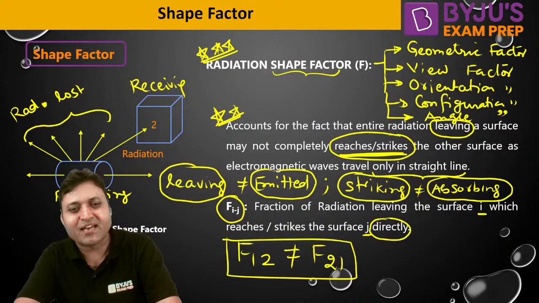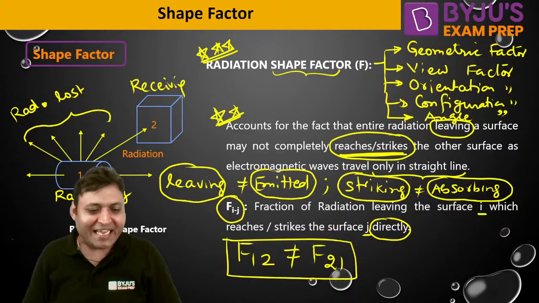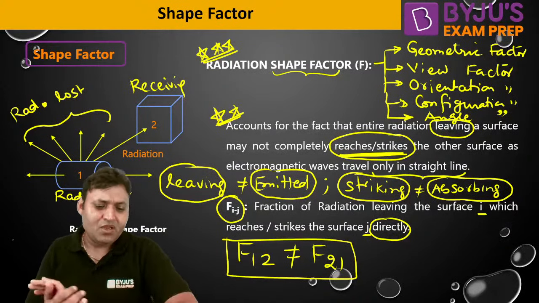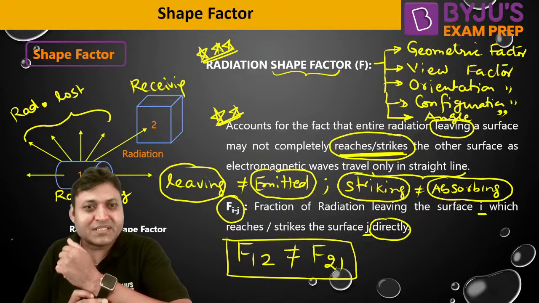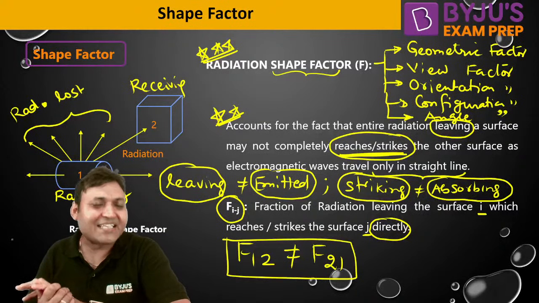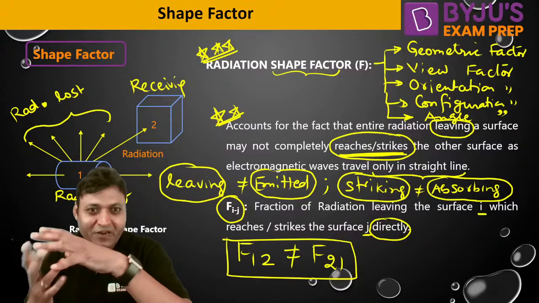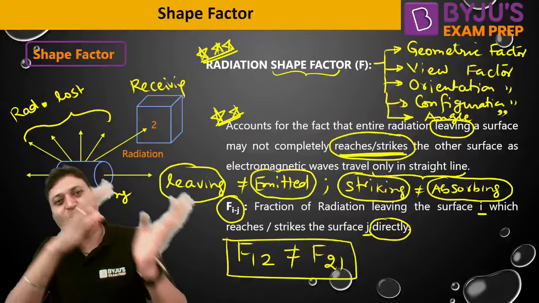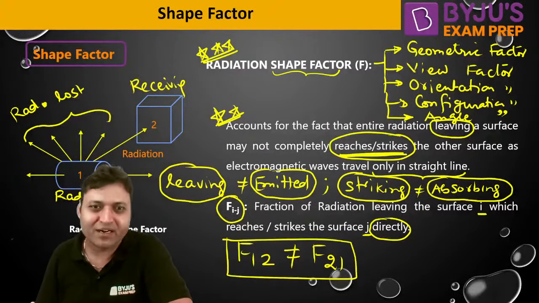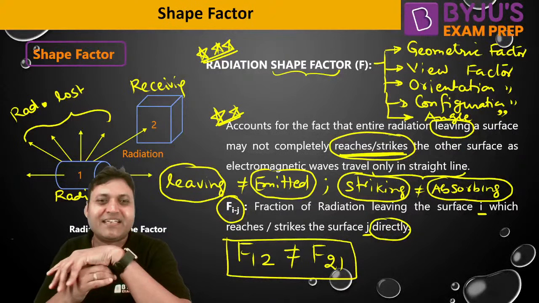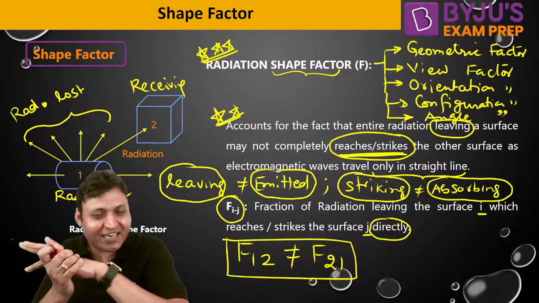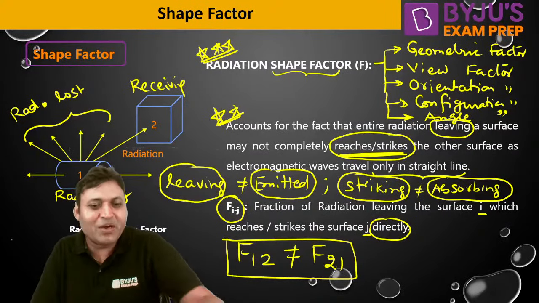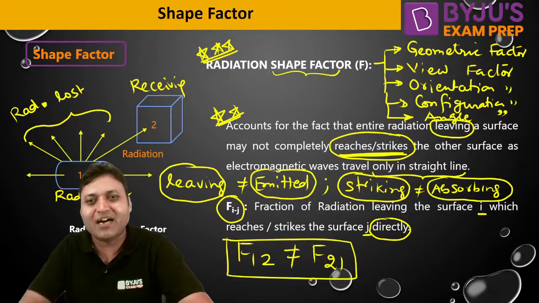It is something like the government providing free electricity or some freebies, and how much amount actually reaches the receiver. The fraction of that is nothing but the shape factor. The shape factor decides how much is received by the other surface.